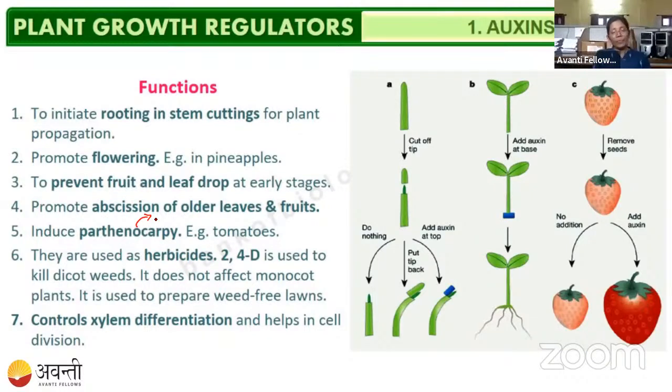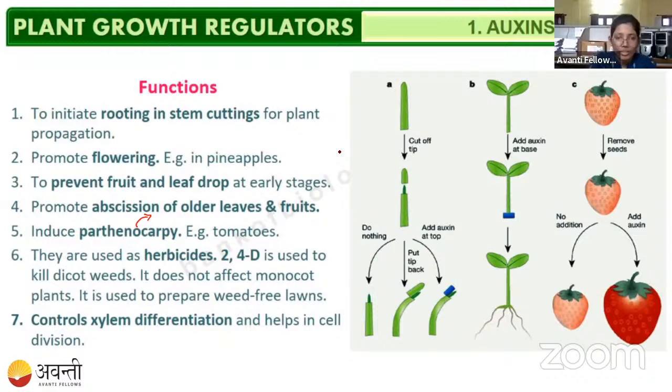So now can we say auxin is a growth promoter or growth inhibitor? What do you say? Whether it is promoting the growth or reducing the growth. Yes, answers again in the chat box. No one is answering. Yes, it is promoting the growth. So this is a growth promoter, auxin.